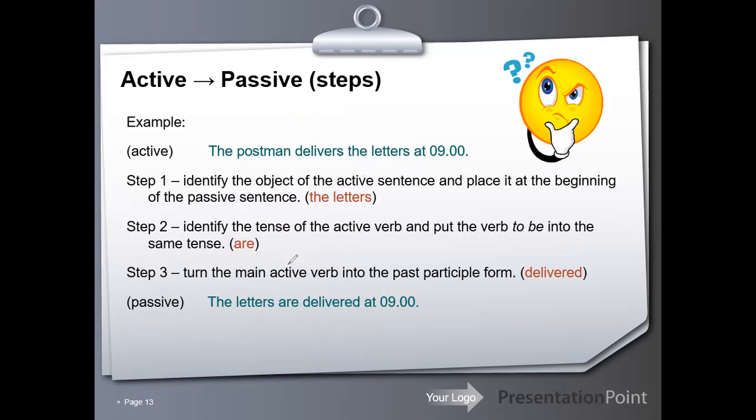All right? So, and then we have step three: turn the main active verb into the past participle. Where is the main verb? ¿Cuál es el verbo principal? ¿Dónde está el verbo principal acá en esta oración? Identify. Delivers. This is the main verb. No hay otro verbo en realidad aquí. Okay, the main verb, hay que cambiarlo. ¿A qué forma? Past participle. And it's regular.